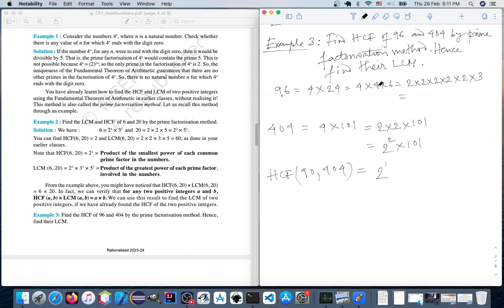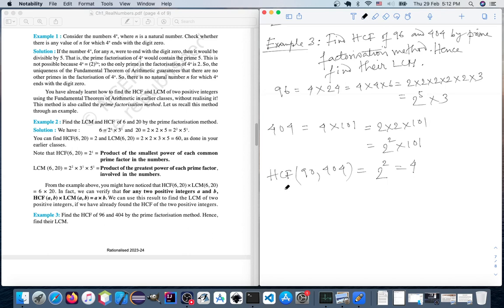For 4 into 4, we have 4 twos, 1 2 3 4, and for 6 we have 2 and 3. So we have 5 twos. Now the common prime factor is 2, and we take the smallest power. Over here the power of 2 is 5, and for 404 the power is 2. The smallest between 2 and 5 is 2. So the HCF will be 2 square, equals 4.